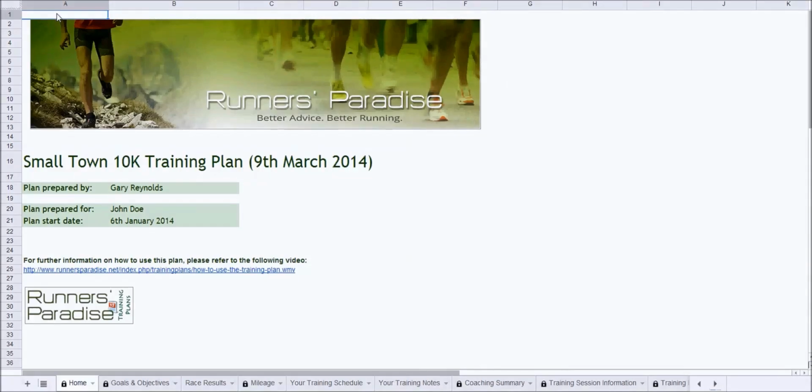Okay, so that's an overview of the Runner's Paradise custom training plan. So hopefully you've now got a good feel for how it works, the types of information that you can get out of the plan, and how you can provide feedback to your coach. This information is hosted through Google Docs, so once your training plan has been initially created by your coach, they'll issue you with a URL which will allow you to access the document. Only you and your coach can access the document unless you choose to share that information with someone else.